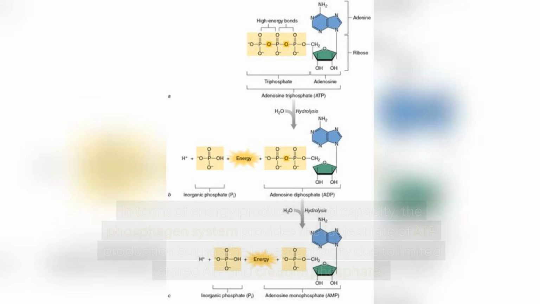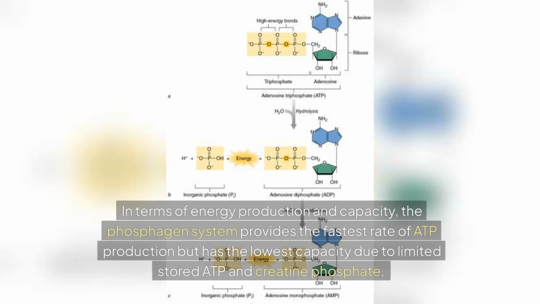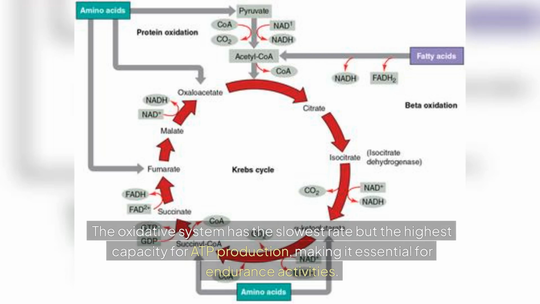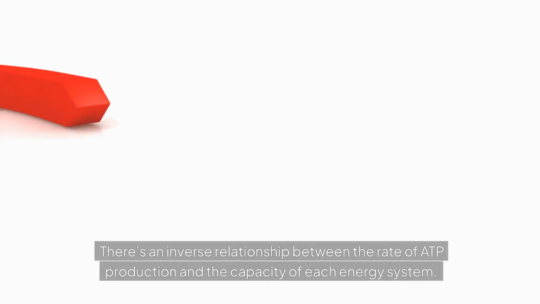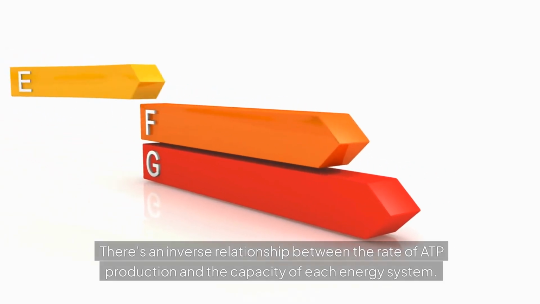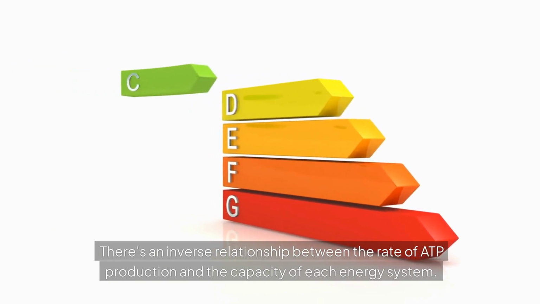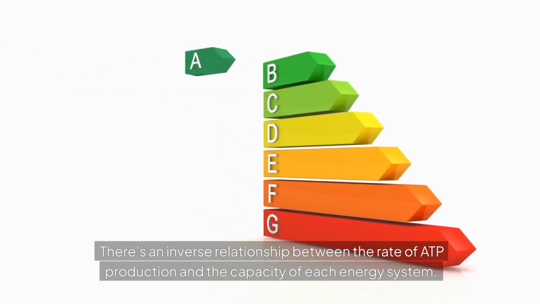In terms of energy production and capacity, the phosphagen system provides the fastest rate of ATP production, but has the lowest capacity due to limited stored ATP and creatine phosphate. The oxidative system has the slowest rate but the highest capacity for ATP production, making it essential for endurance activities. There's an inverse relationship between the rate of ATP production and the capacity of each energy system.